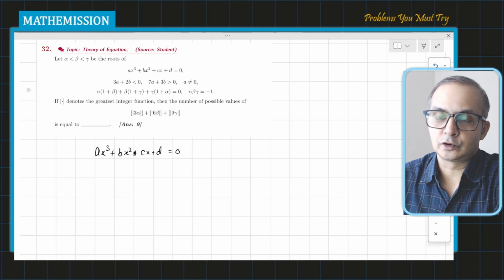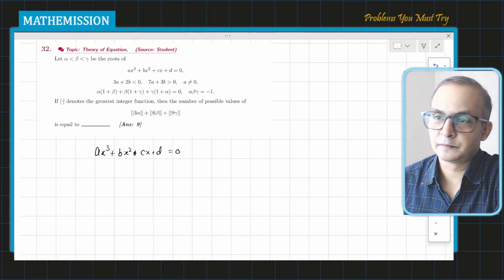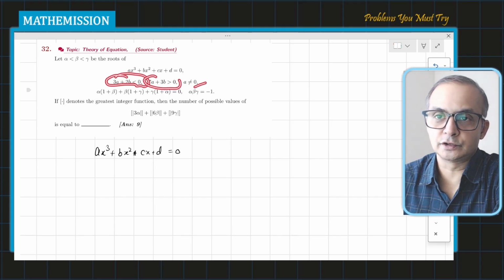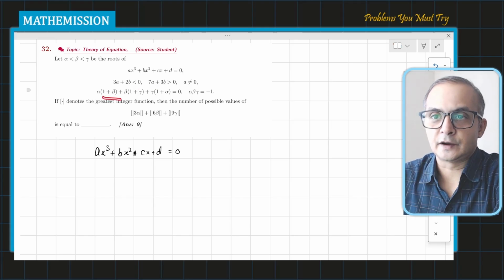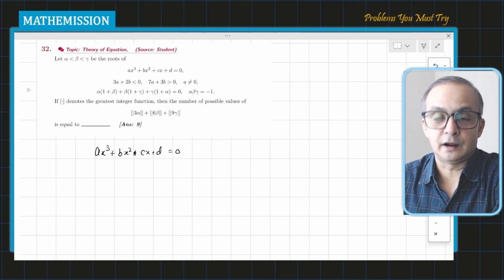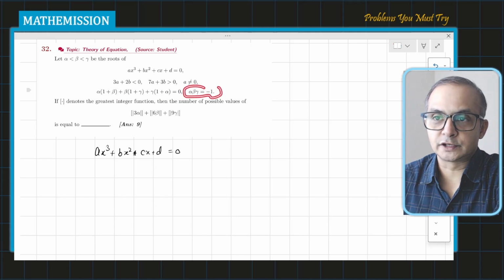Now the coefficients and the constant terms a, b, c, d of this equation are followed by this inequality first, and a of course not equal to 0. So 3a plus b lesser than 0 is one inequality, 7a plus 3b greater than 0 is the second inequality, and again the alpha, beta, gamma are the roots of this equation, are related by this equation, and the product of the three roots is given as -1.